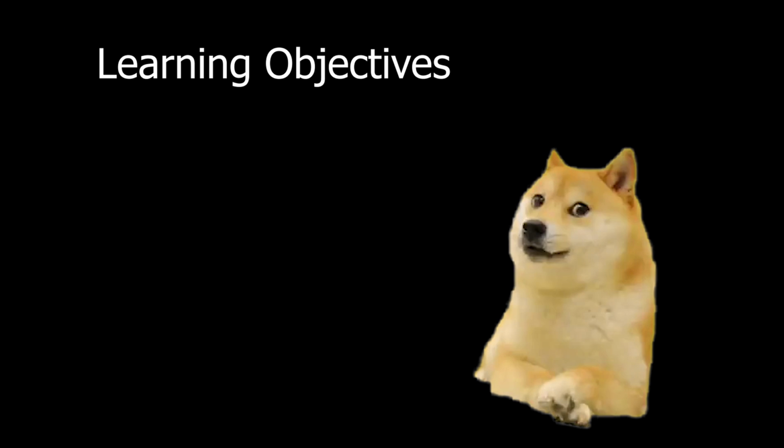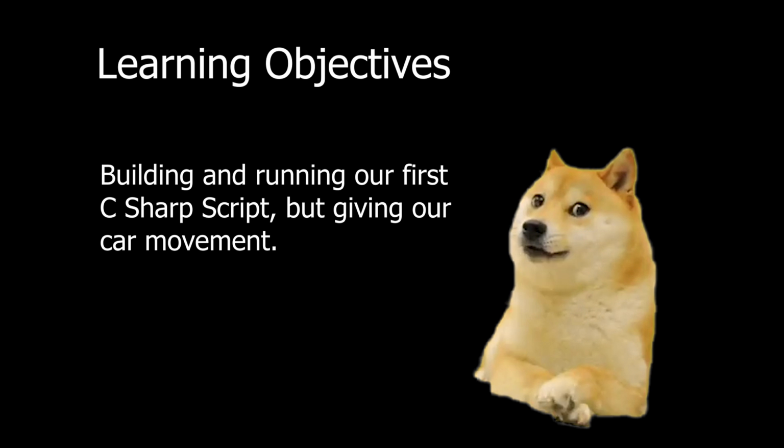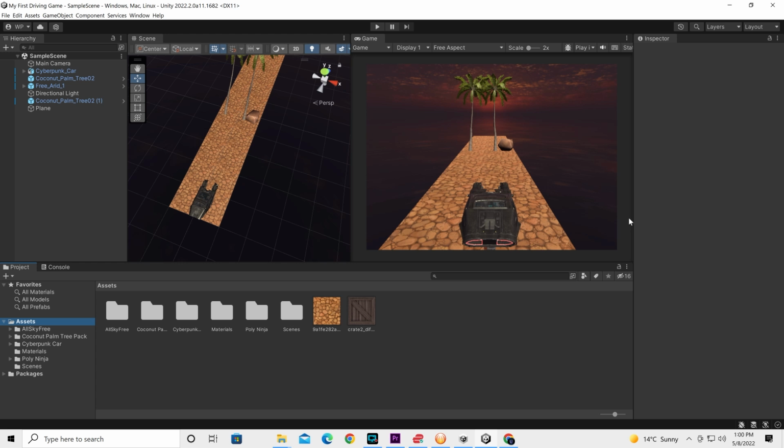The learning objectives for this video are building and running our first C# script by giving our car movement. Let's get started. Last we left off, we successfully imported assets for our scene from the Unity store. We have come to the point in our learning where we will begin to cover using C#. This is the part that can be intimidating to many, because we now move from navigating settings to actually scripting with computer language. Bear with us, we will be breaking it down into digestible pieces.